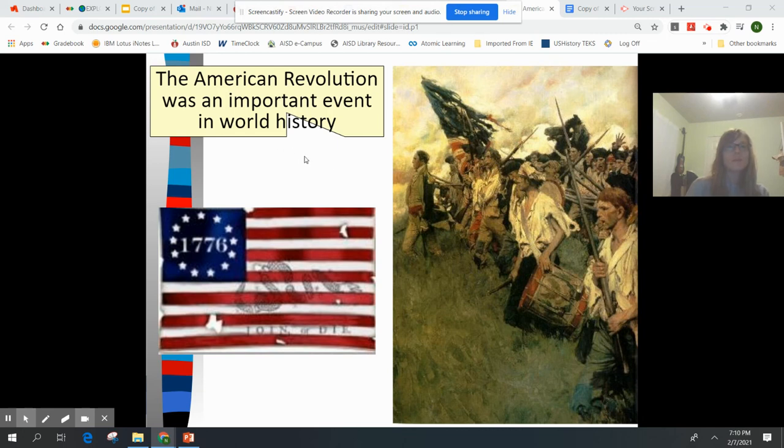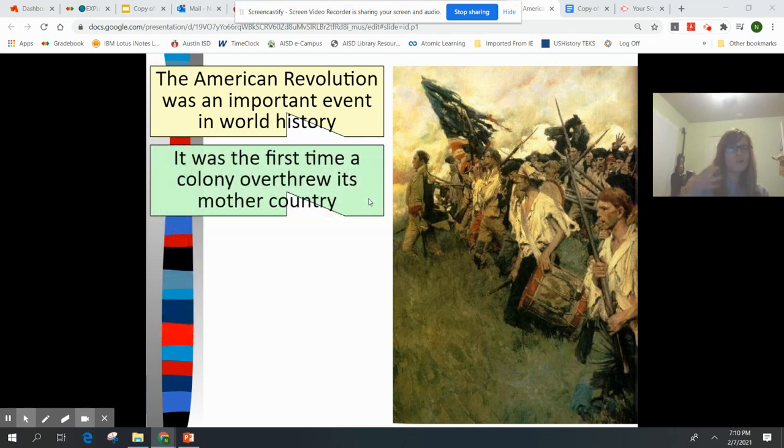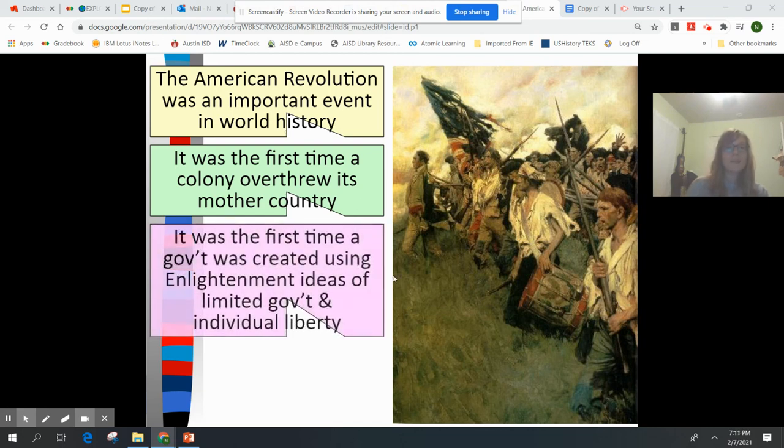But the American Revolution and its importance to world history is the first time a colony overthrew its mother country. And so that's pretty extraordinary. And so this is going to cause a ripple effect in the Americas. It was also the first time a government was created using Enlightenment ideas and of limited government and individual liberty.